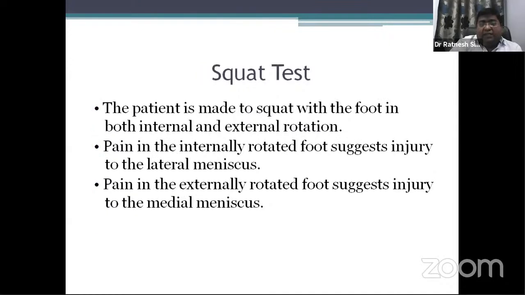Squat test. The patient is made to squat with the foot in both internal and external rotation. Pain in the internally rotated foot suggests injury to the lateral meniscus, while pain in the externally rotated foot suggests injury to the medial meniscus.